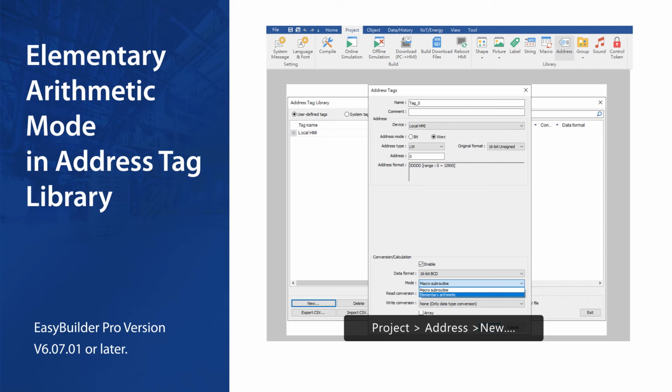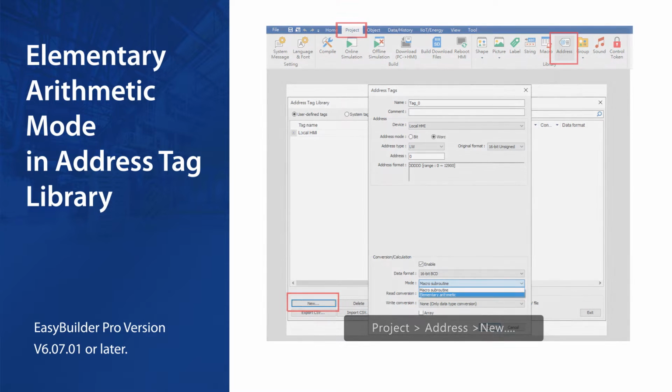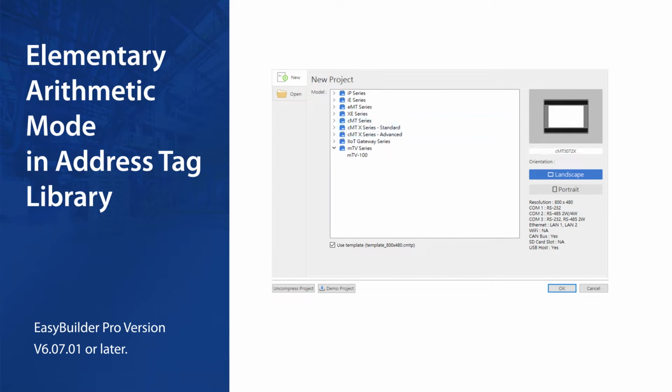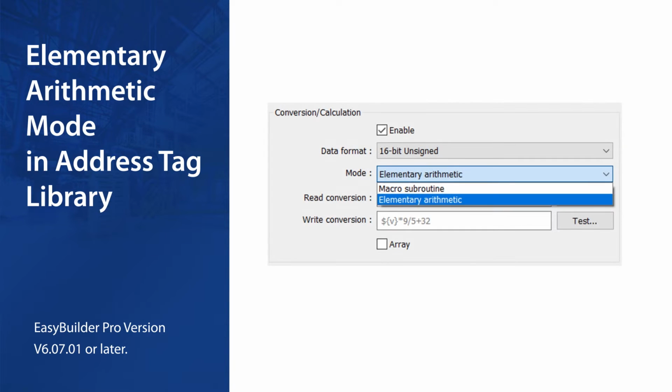Hello, today we are going to be looking at the Elementary Arithmetic mode in Address Tag Library in EasyBuilder Pro. With Elementary Arithmetic mode in Address Tag Library, available on CMT, CMTX Series HMI, read-write conversions can be done without having to use macro subroutines.